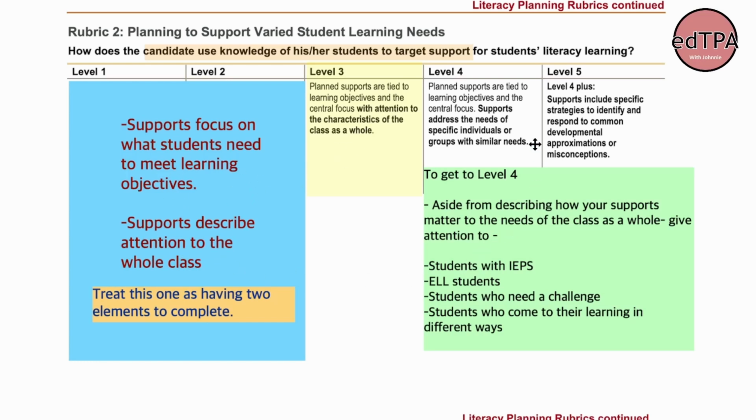To get to level 4, planned supports are tied to learning objectives and the central focus. Supports address the needs of specific individuals or groups with similar needs. You'll see that with 3, you need to address the whole class. After you've addressed the whole class, you need to give attention to individuals or groups. To get to level 4, aside from describing how your supports matter to the needs of the class as a whole, give attention to all the different kinds of students. Okay? And that takes you to level 4. So this is rubric 2.